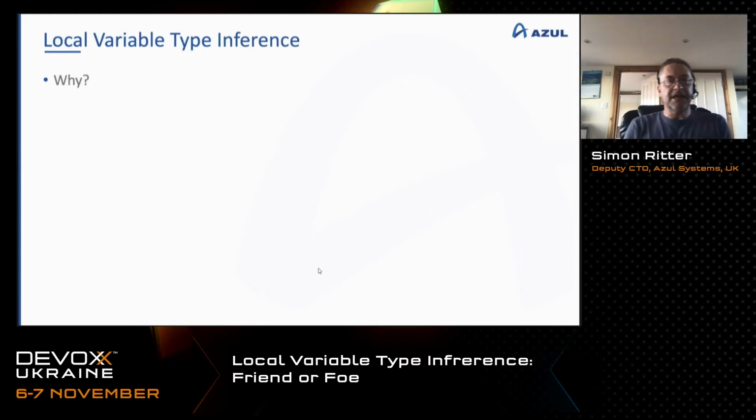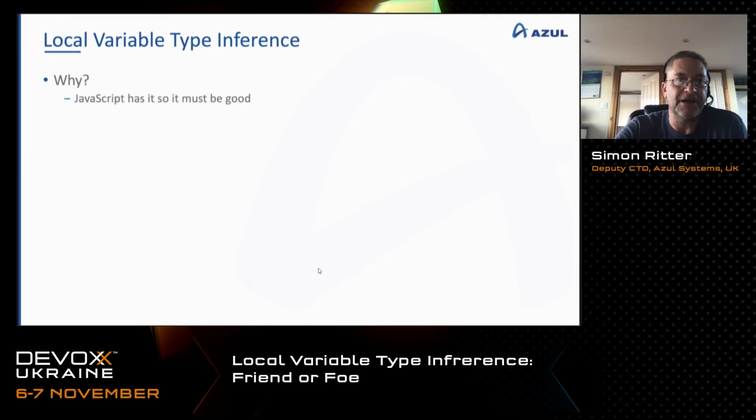Okay, so in JDK 10, we had local variable type inference introduced. And the question that we really need to ask ourselves is, that was nearly 25 years after Java was first created. So why did we suddenly add the idea of local variable type inference to the Java language? I came up with a fairly flippant answer to that, which is, well, JavaScript has got it, so it must be good. That probably isn't a good answer to this question.